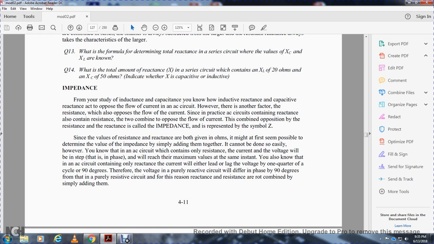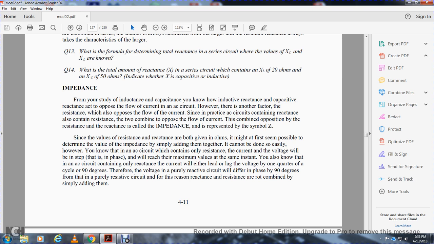Alright, impedance. From the study of inductors and capacitors, you will know that inductive reactance and capacitive reactance oppose the flow of current in an AC circuit. However, another factor also opposes the flow of current: since practical AC circuits contain resistance, resistance combines to oppose the flow of current. The combined opposition by the reactance and the resistance is called impedance, and is represented with the symbol Z. The values of resistance and reactance are both given in ohms.